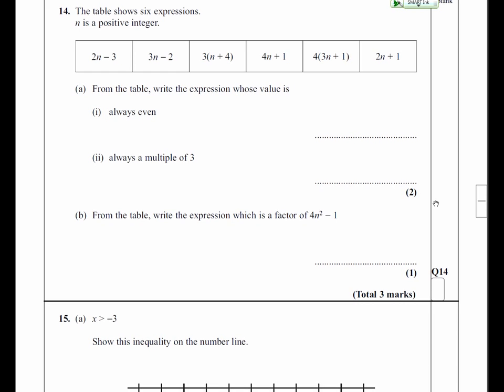Question 14, this one looks quite tricky. The table shows 6 expressions, so it's a bit of algebra without an equal sign basically. n is a positive integer. Positive, obviously you know what that means, it's not negative, and integer means whole number. Okay. From the table, write the expression whose value is always even.